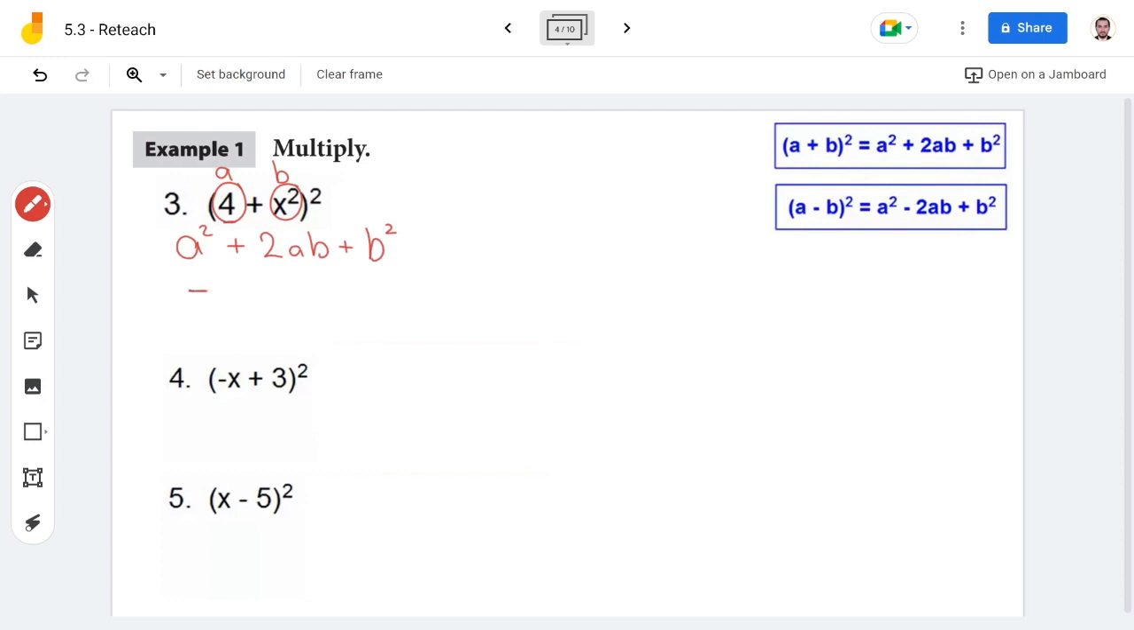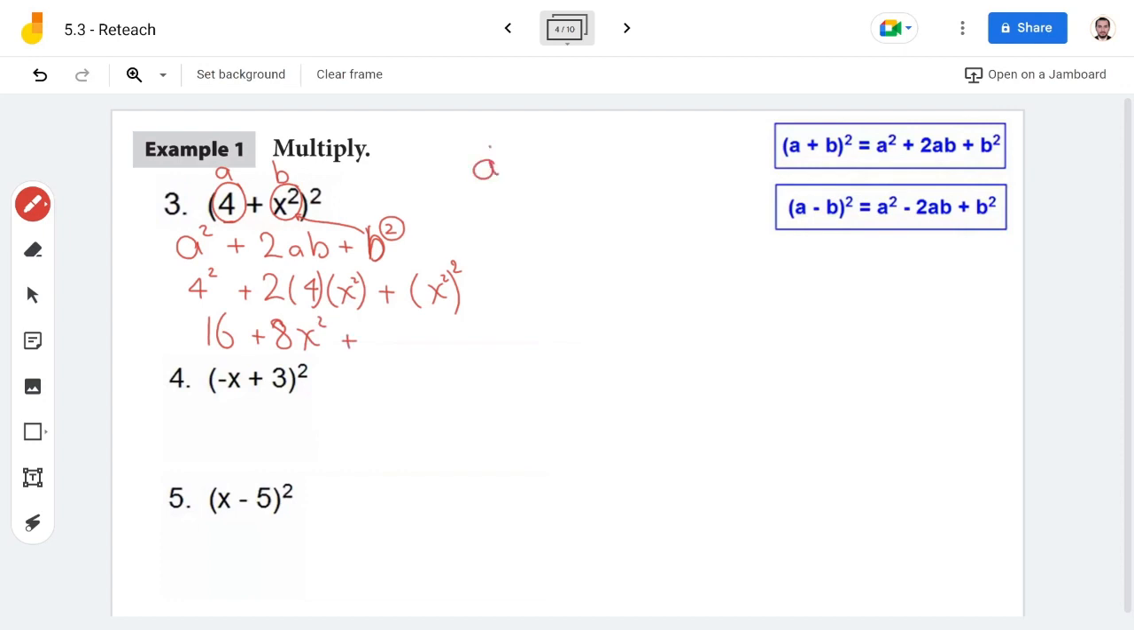Now, what's A? A is 4 to the power of 2, plus 2 times A, which is 4, times B, which is x squared, plus b squared. Now don't forget, B is x squared. And don't forget the square for b. Now, 4 to the power of 2 simplifies to 16, plus 2 times 4, 8, x squared, plus x squared to the power of 2.